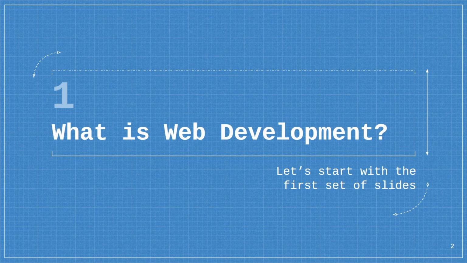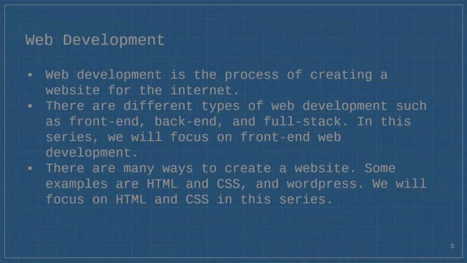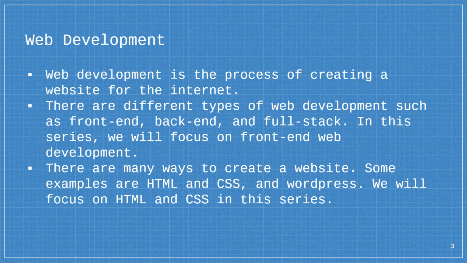So, what is web development? Web development is the process of creating a website for the internet. There are different types of web development, such as front end, back end, and full stack. In this series, we're going to focus on front end web development. There are many ways you can create a website, and these include HTML and CSS and also WordPress. But in this tutorial, we're going to focus on HTML and CSS.